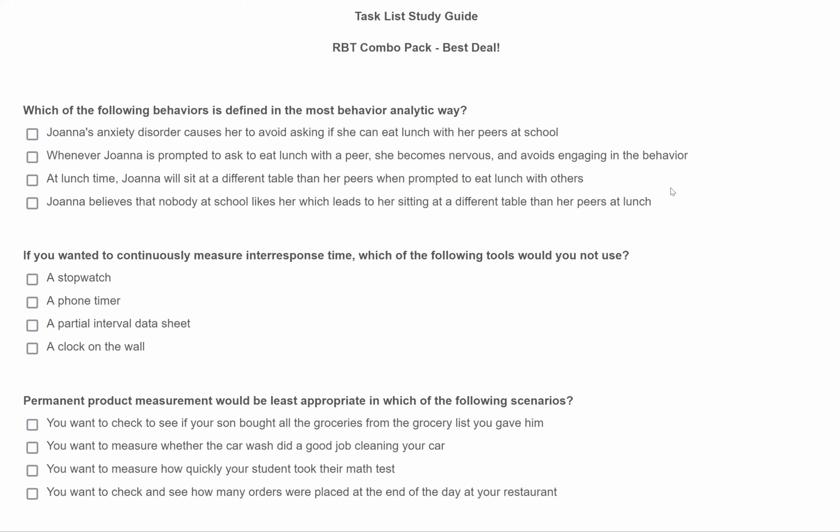B, whenever Joanna is prompted to ask to eat lunch with a peer, she becomes nervous and avoids engaging in the behavior. All right, this is closer, right? We have an antecedent. Joanna's prompted to eat lunch with a peer, but then she becomes nervous. Ask yourself, can we observe nervous? Can we measure nervous? No, nervous can look a million different ways at any given time, right?